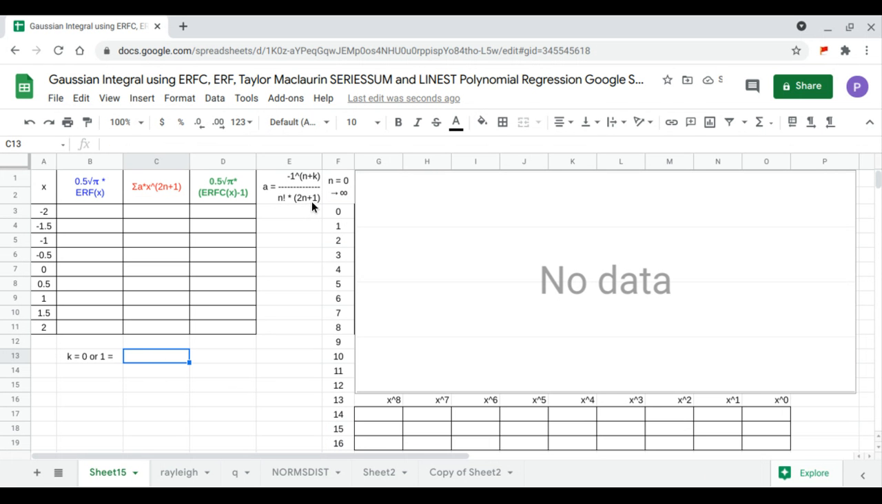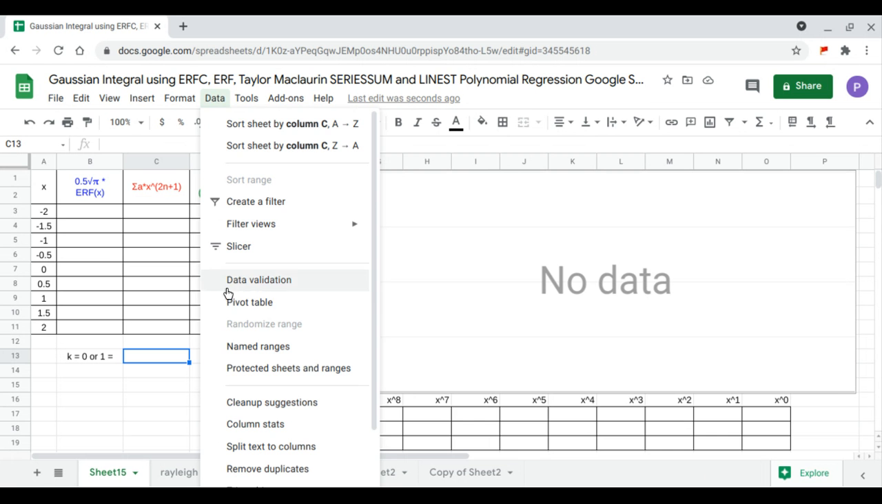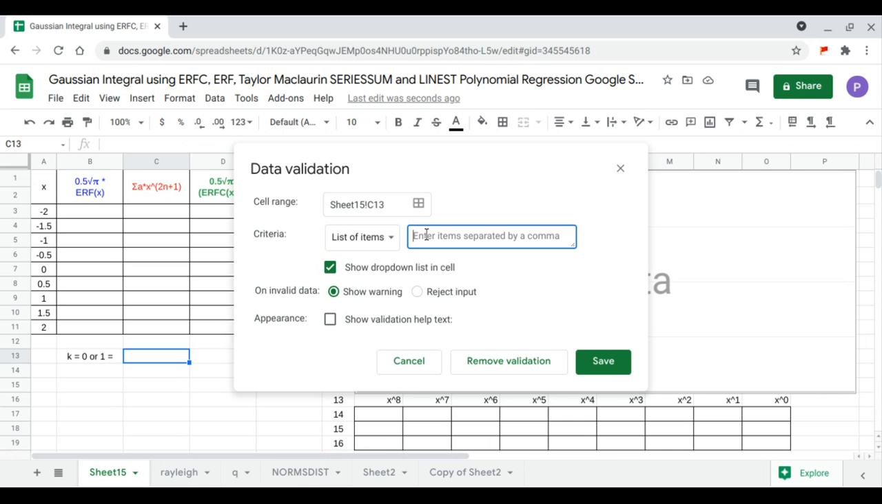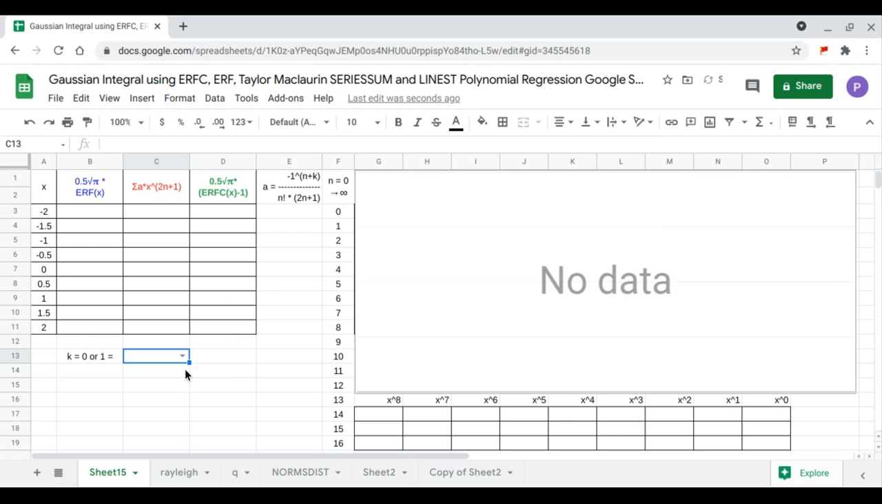And the value of k will be data validation, list of items: 0 if it is the ERF function, the error function, 1 if it is the ERFC function, or the complementary error function, and save. So we have two values, the ERF function and the complementary function.